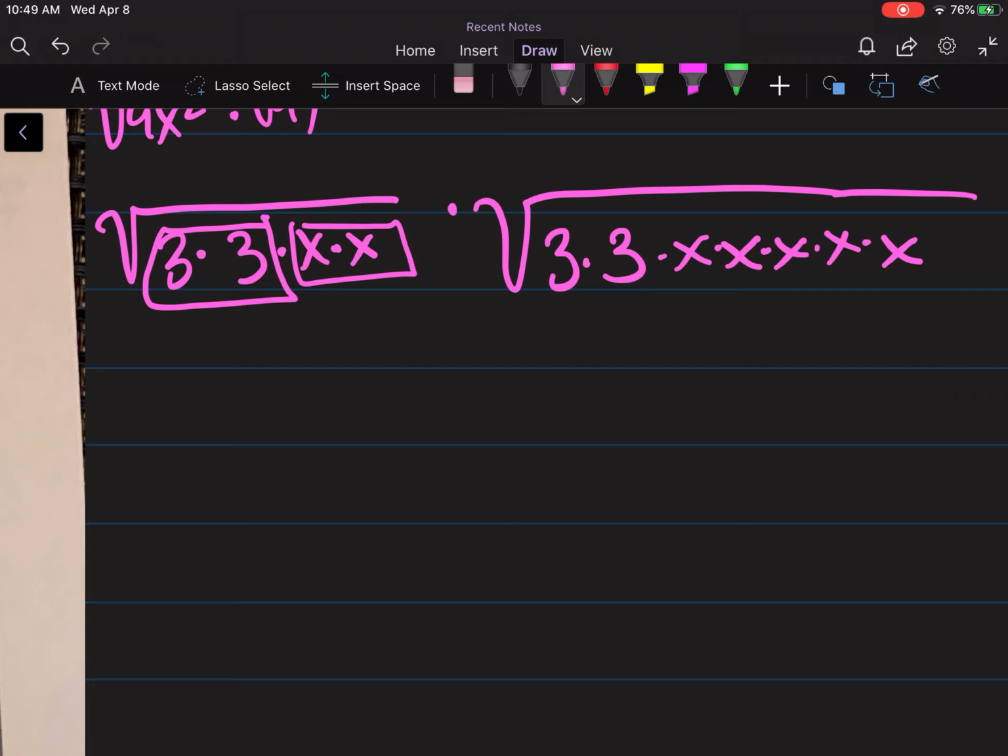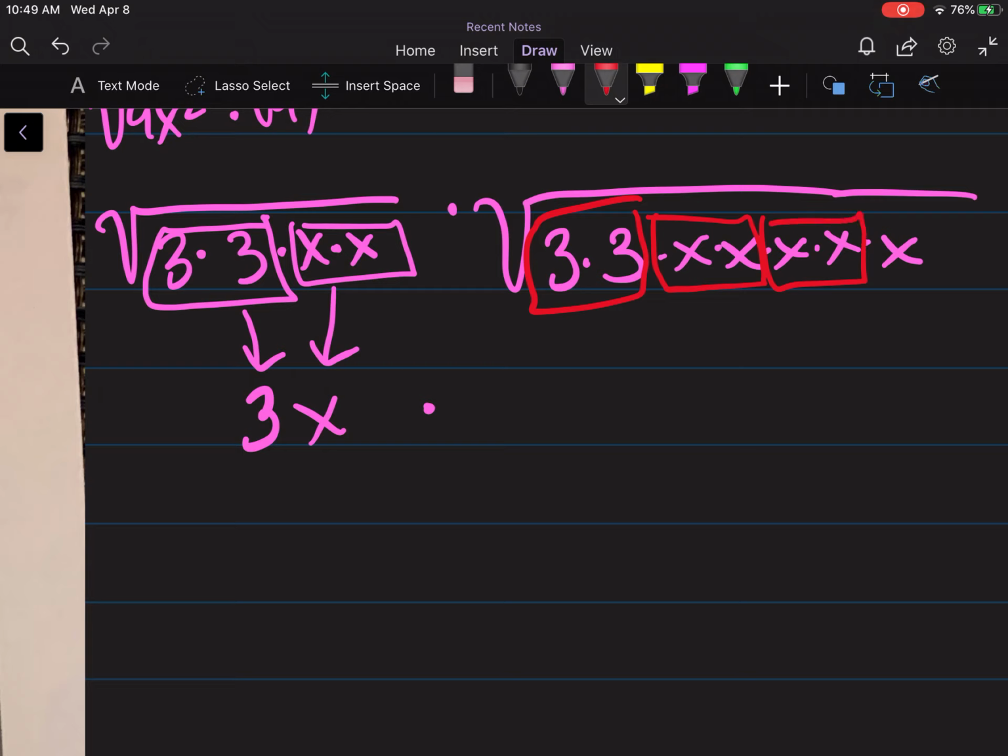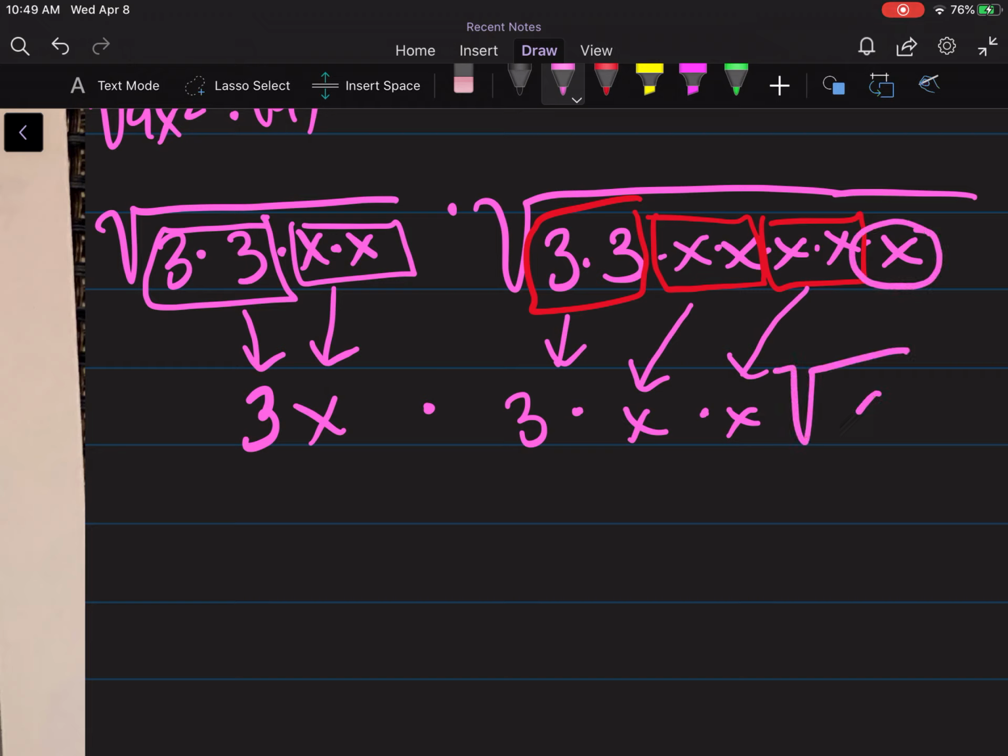So we have 2 3's. So outside of the house, I can only write 1 3. And inside the house, I have 2 x's. So outside the house, I can only write 1 x. That's where I got those. Now let's bring our multiplication. Next one, we have 2 3's here. Oh, we got a pair of x's there and another pair of x's there. So outside of the house, I can write 3 times, and then I have 1 x there, and then I have another single x there, and I've got this very lonely, all by itself in a circle, x, so I have to do square root x.